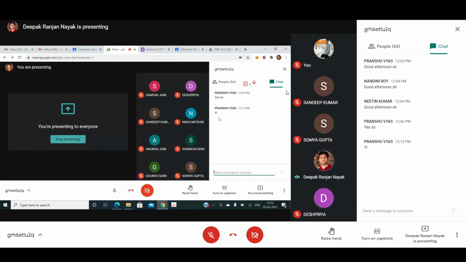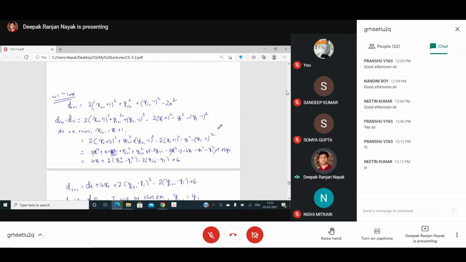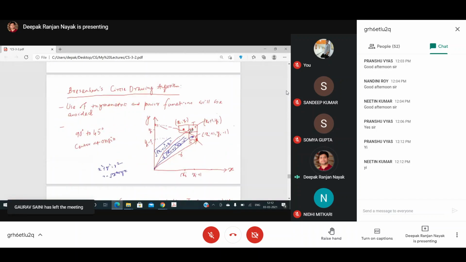Only one response I'm getting. Whether it is yi or yi minus 1. Okay, yi. Because we are choosing the top pixel whose coordinate value is xi plus 1 all the time and yi. If you choose pixel t, it will be yi. If you choose pixel s, it is yi minus 1.